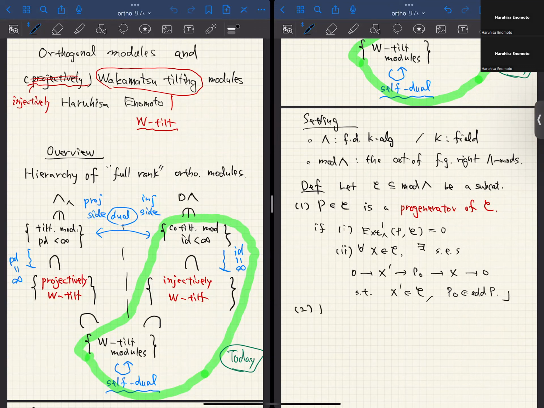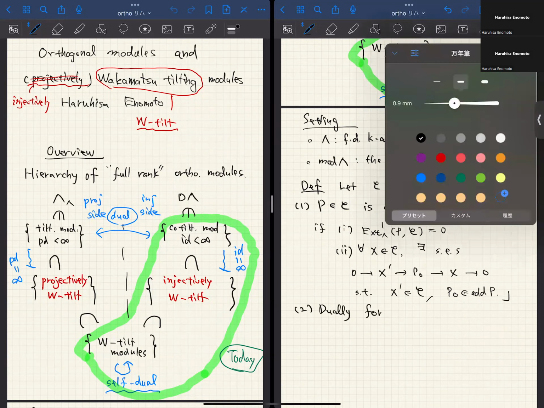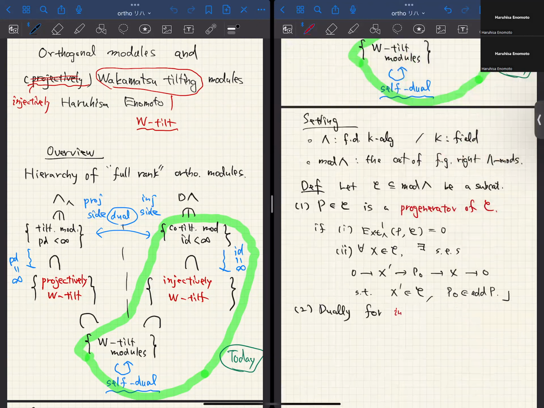And dually for the injective cogenerator of C, I will omit the definition.